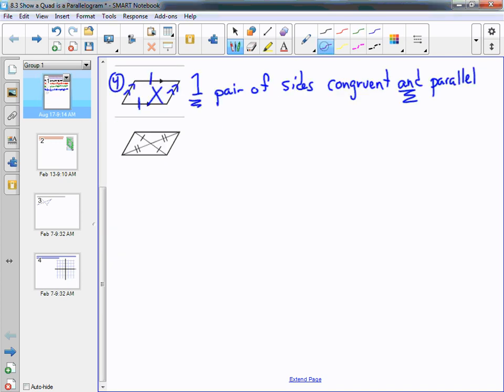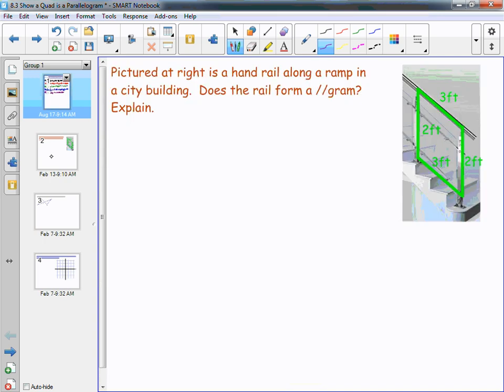Alright, and lastly, option number 5. As you can see here, we are dealing with diagonals. If the diagonals bisect each other, then your quadrilateral is in fact a parallelogram. So these are the 5 ways, if you're given any type of quadrilateral, that you can say, yes, it is in fact a parallelogram.